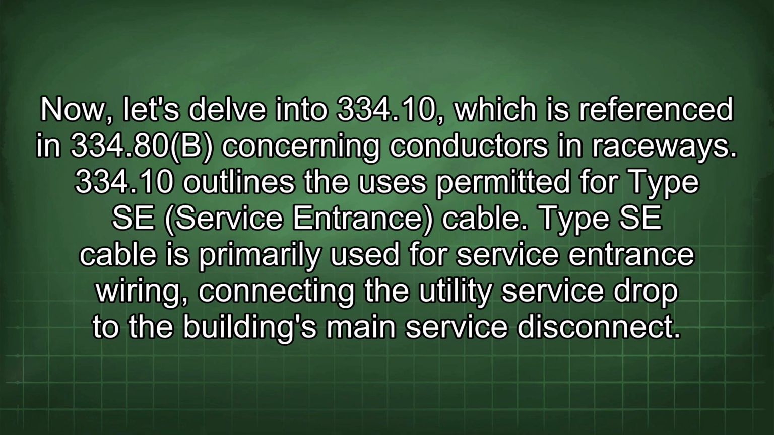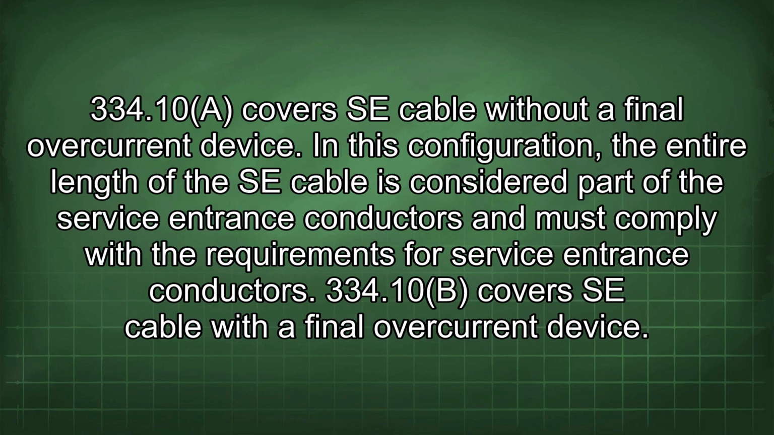Now, let's delve into 334.10, which is referenced in 334.80(B) concerning conductors in raceways. 334.10 outlines the uses permitted for Type SE service entrance cable. Type SE cable is primarily used for service entrance wiring, connecting the utility service drop to the building's main service disconnect. 334.10(A) covers SE cable without a final overcurrent device. In this configuration, the entire length of the SE cable is considered part of the service entrance conductors and must comply with the requirements for service entrance conductors.